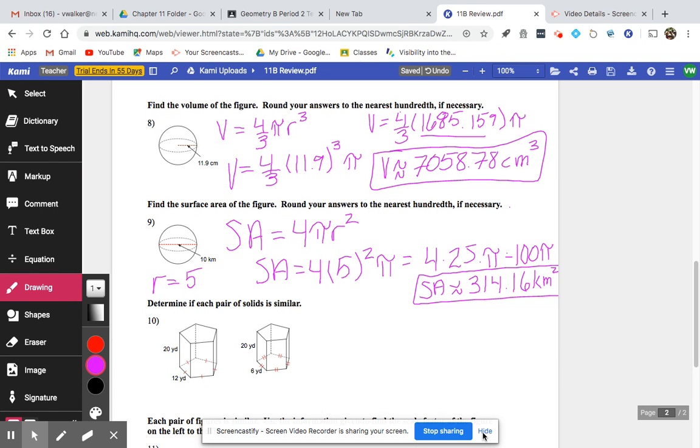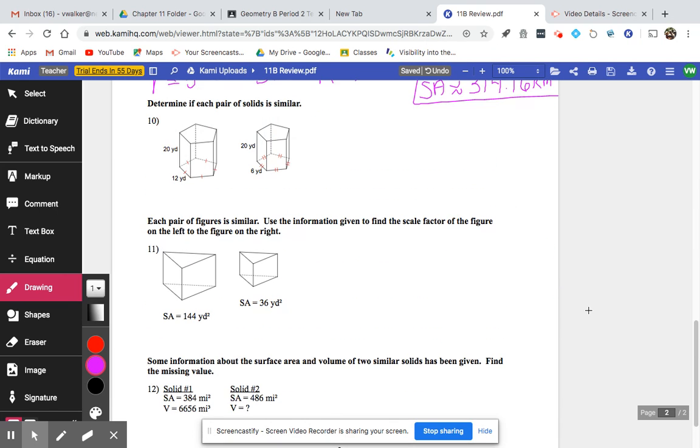Number 10, number 11, number 12, they come from 11.7. Now 11.7 was a little bit of a nastier section, so I'm going to try to go through this as slowly as I can and as clearly as I can. For number 10, we want to determine if each pair of solids is similar. Now remember, similarity means everything needs to be in proportion with one another. So this ratio has to be the same as that ratio.